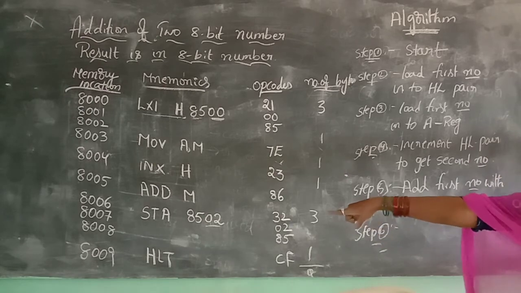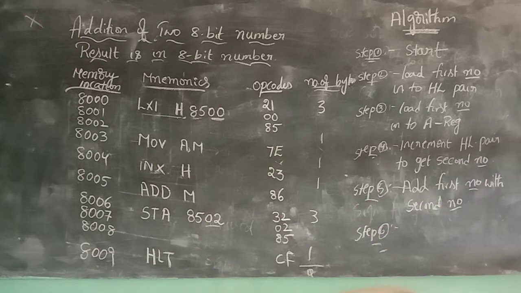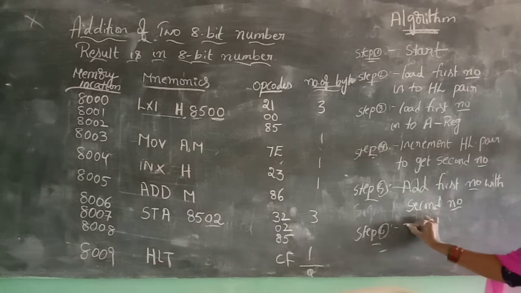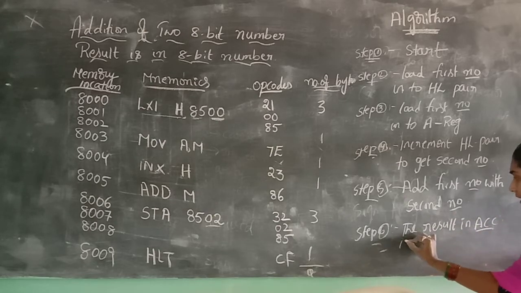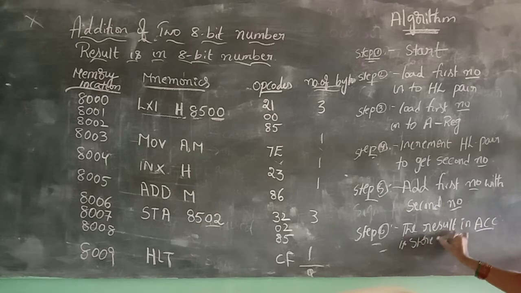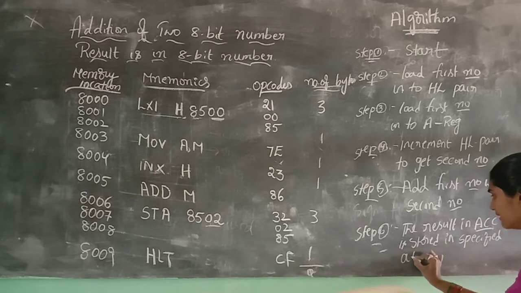Next, step 6 is STA 8502. That means the accumulator content, the result which is present in accumulator, is stored into 8502, the specified address location. The result in accumulator is stored in the specified address.